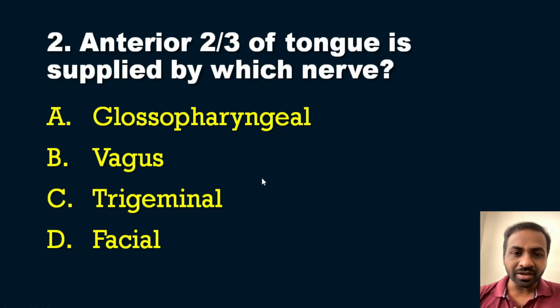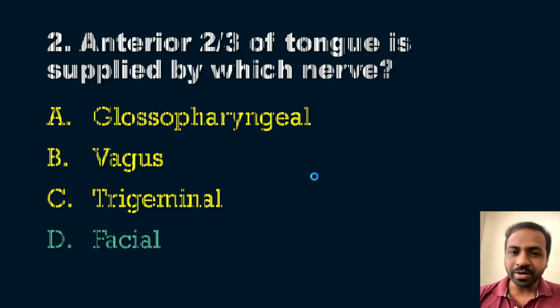Anterior two-third of the tongue. So what is the answer? So the answer for this question is option number D, facial, and it is not glossopharyngeal. Why? That we will see in the explanation of this question. So first we will see about the facial nerve.